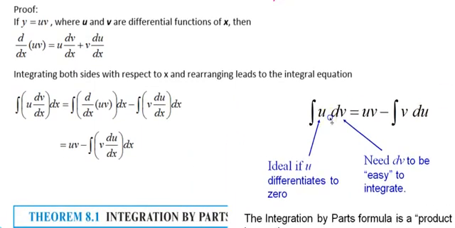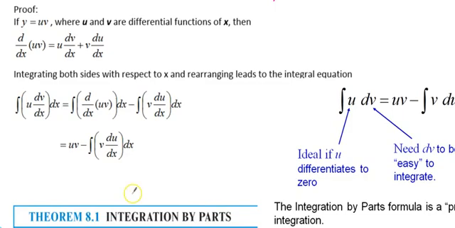Take a look at the notes here. We start with the product rule of derivatives: u times the derivative of v, plus v times the derivative of u. Then we integrate both sides with respect to x and rearrange them, and we get this formula. The antiderivative of u dv is u times v, minus the antiderivative of v du, so you get the integral of v du.